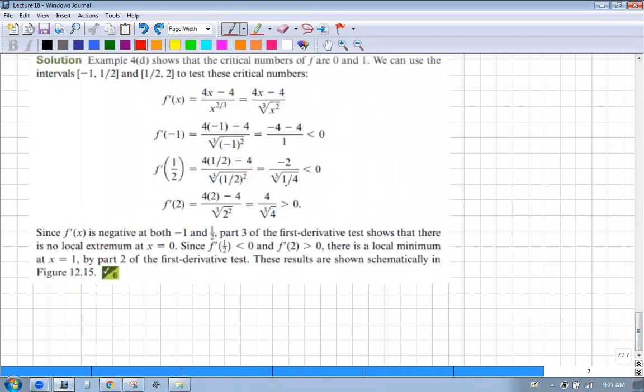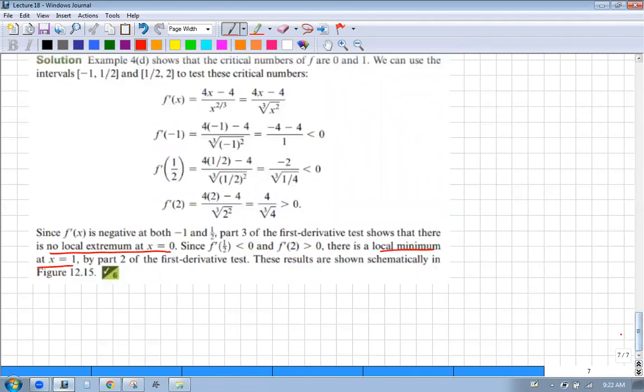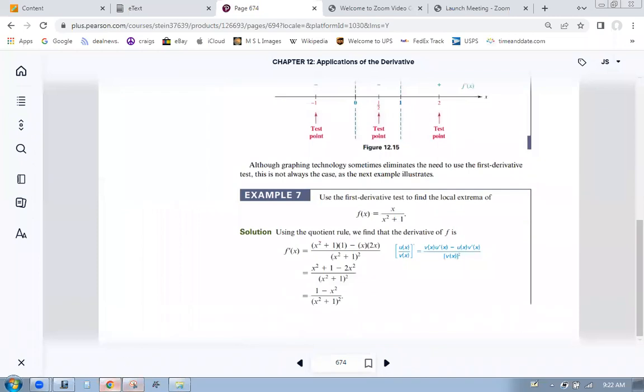But these kinds of things, I just wanted to go through those in a little bit more detail. You probably haven't seen those a whole lot. You haven't had a whole lot of practice dealing with weirdo fractional exponents, okay? There's no local extremum at x equals 0, and there is a local minimum at 1 by part 2 of the first derivative test, okay? Any questions on this one? Okay. This is fun stuff, huh? Wait until we get to the second derivative test.